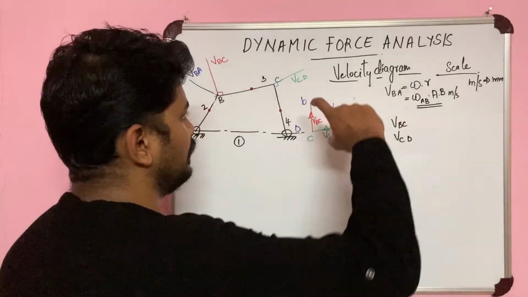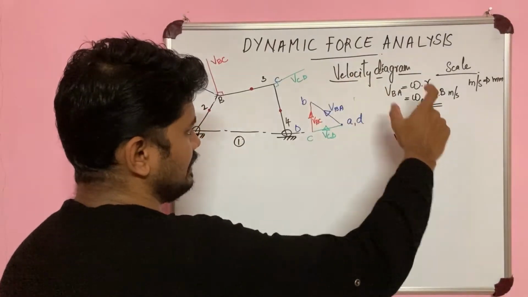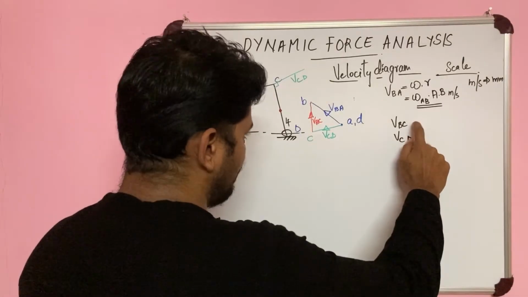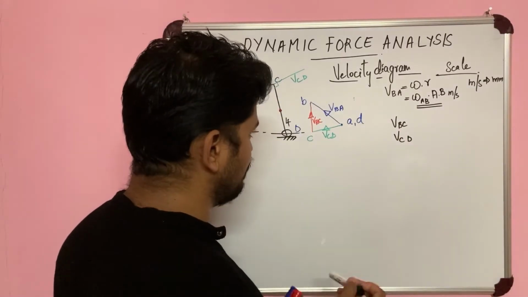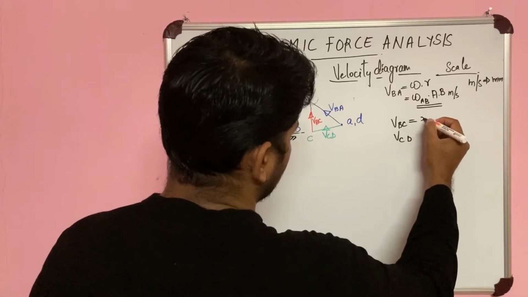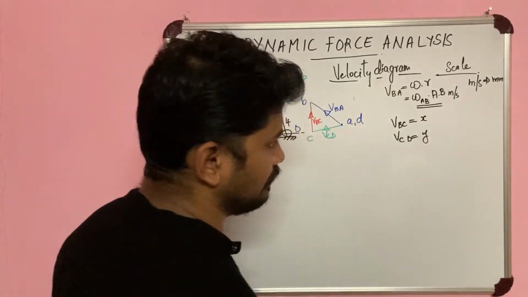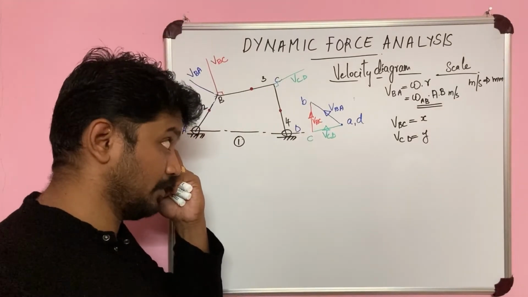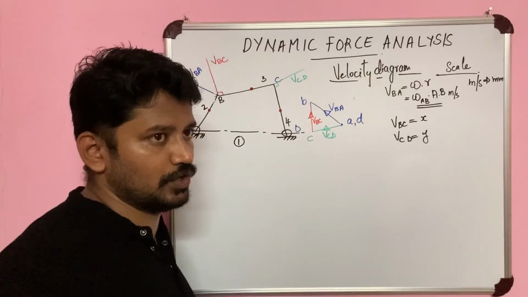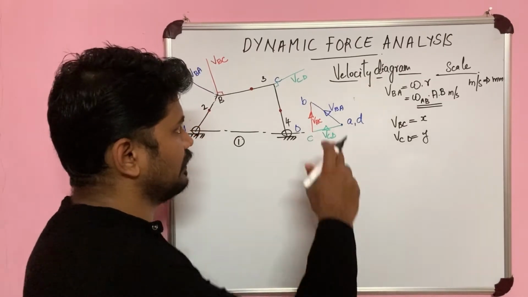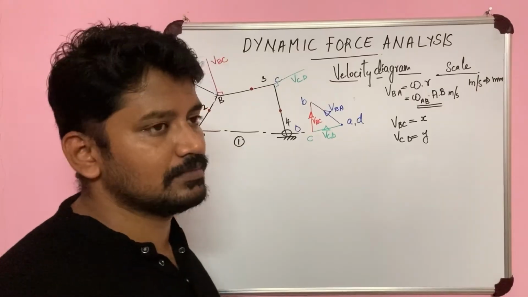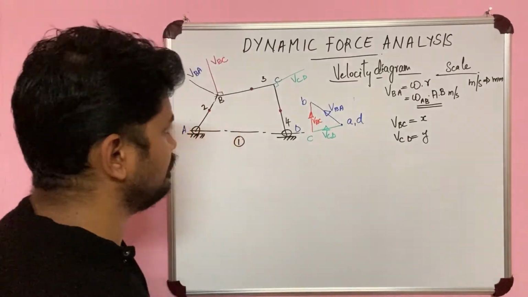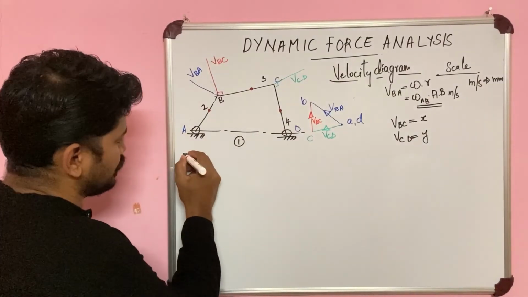So from here you can measure VBC and convert it back into the scale that we have taken, so that we will be getting a definite value for VBC and VCD. We will definitely be obtaining a magnitude from here. So we got the magnitude and direction for all the velocity components. Now comes the acceleration diagram. The next part is the acceleration diagram. So let us see how to draw the acceleration diagram.